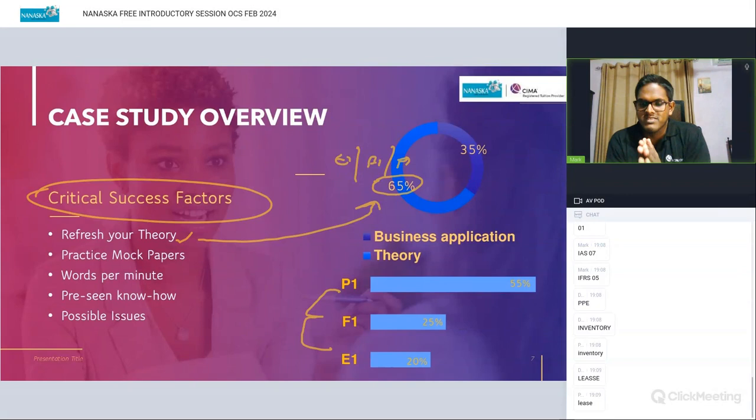You have your application part, which is about 30% of your case study. So if you take your case study exam paper, 70% of it, you've got to have this theory knowledge. So we'll have separate sessions for E1, F1, P1 to run you through, to refresh you through the key theory areas. Now that's just a source of help for you to recap things.